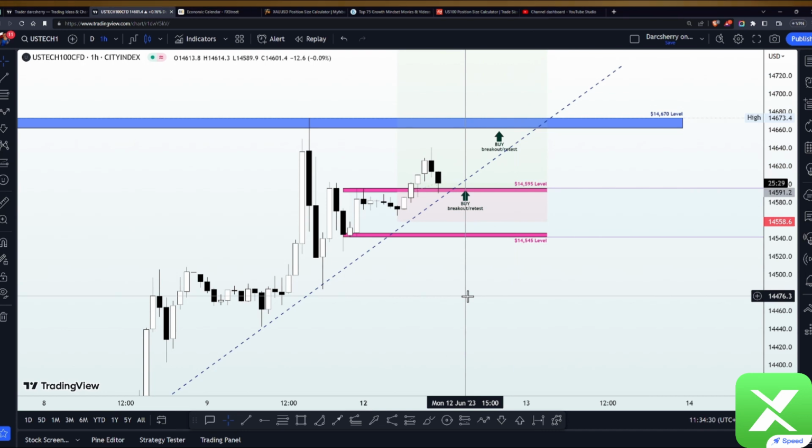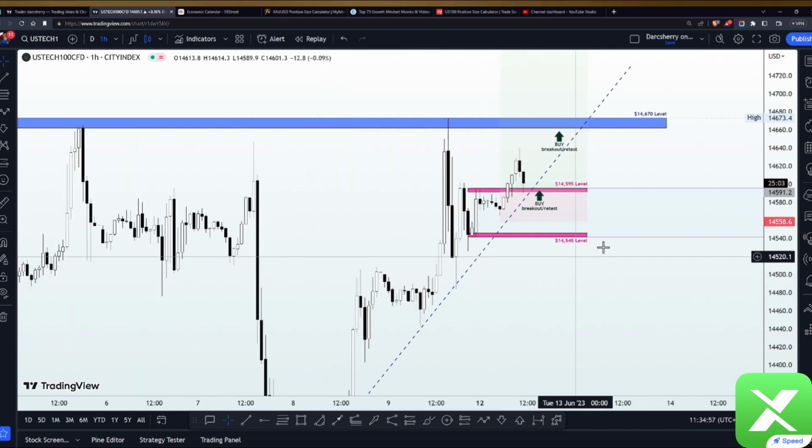So above the 14,595, we are looking forward to more buying opportunities in the market, and a further breakout of the 14,670 will be welcoming more opportunities to buy the USTEC 100. And you know how we do it here. Even though we are looking out for more opportunities to buy here, we always want to keep in mind that sellers too still have a potential to as well.